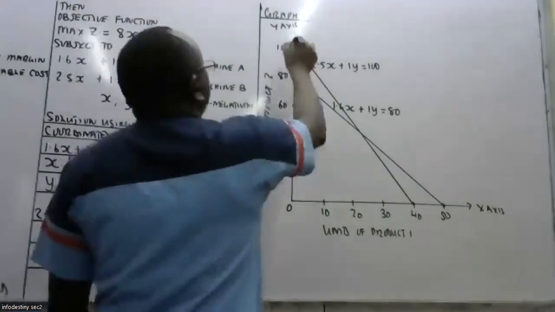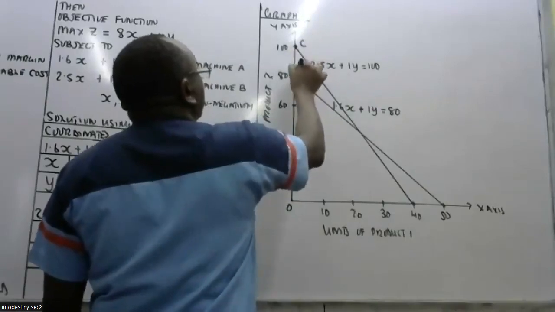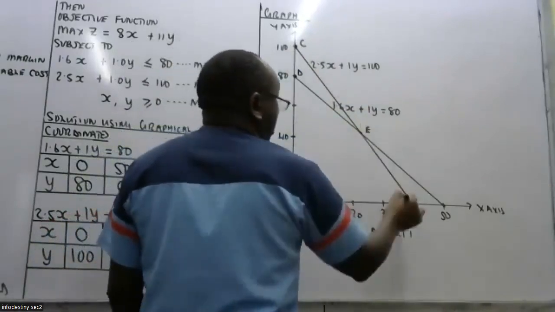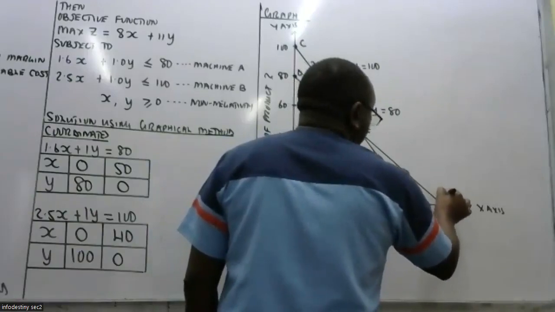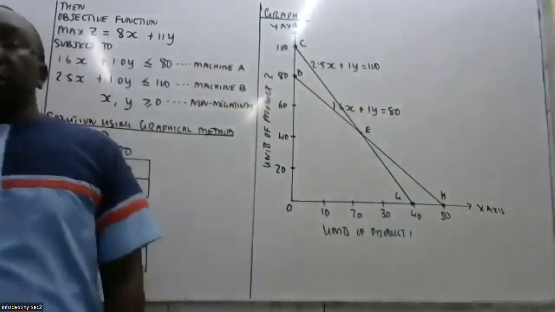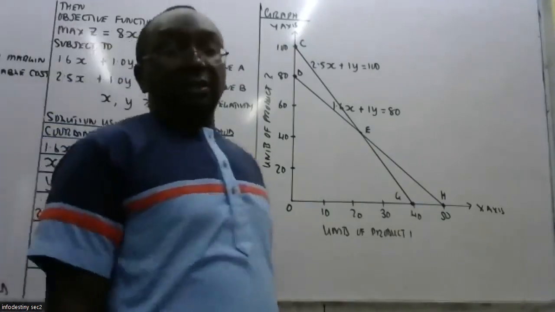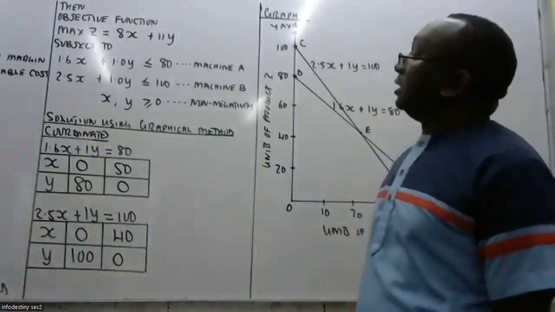And these corners, I want us to label them. This one you call C, this one D, this one E, this one G, and this one H. You label them that way. Now the labeling is not a must, but now that I'm teaching you graphs for the first time, it's good I label so that you're able to follow consistently.